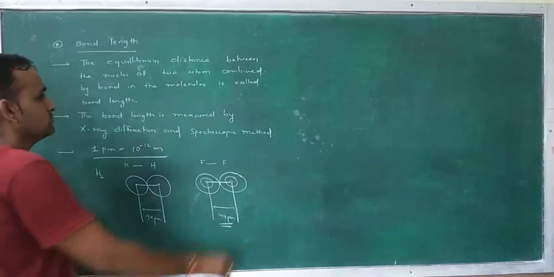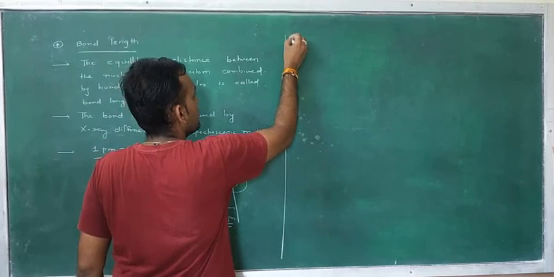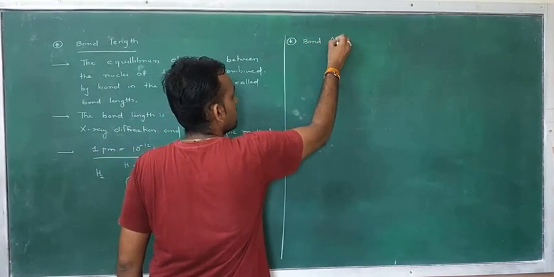Is it clear? Note down all these things. Then after it comes what? So bond angle.